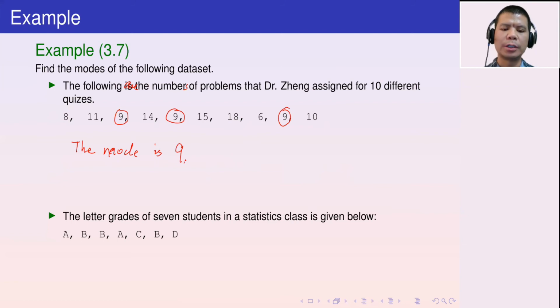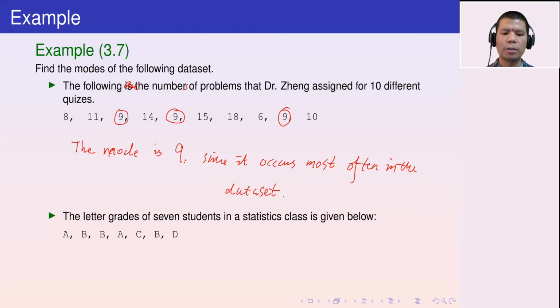Okay, so because it occurs the most often, it occurs most often in the data set. Okay, so this is the first one. The mode is 9. It occurs most often in the data set. Okay, two, the letter grades of 7 students in a statistics class are given below. Okay, let's consider this one.